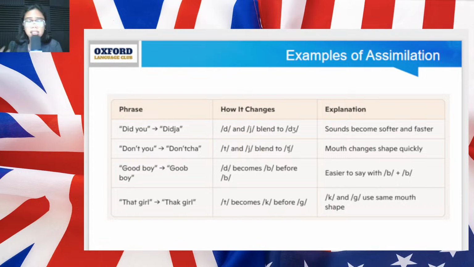Now that T sound here, however, is made at the very front of your mouth, right behind your upper teeth. T, T. So when a T sound comes immediately before a G sound, your tongue automatically and quickly moves to the back of your mouth. So the T sound takes on the shape of a K sound because K and G sounds use the exact same mouth shape, formed at the back of your mouth. So this makes the transition between "that" and "girl" incredibly much easier and, of course, more natural.